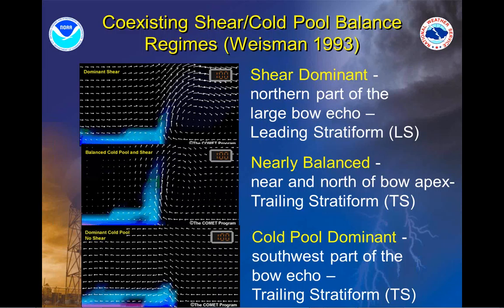Finally, moving into the cold pool dominant regime, you'll notice your horizontal rotor for the environmental shear has nearly disappeared there. You can definitely make out a counterclockwise rotor to the cold pool as it spreads out. But again, as we mentioned earlier, a lot of times that cold pool in the cold pool dominant regime will tend to outrun your main convection. A lot of your updrafts in that scenario are going to lean rearward, much less in the way of a severe weather threat with that.